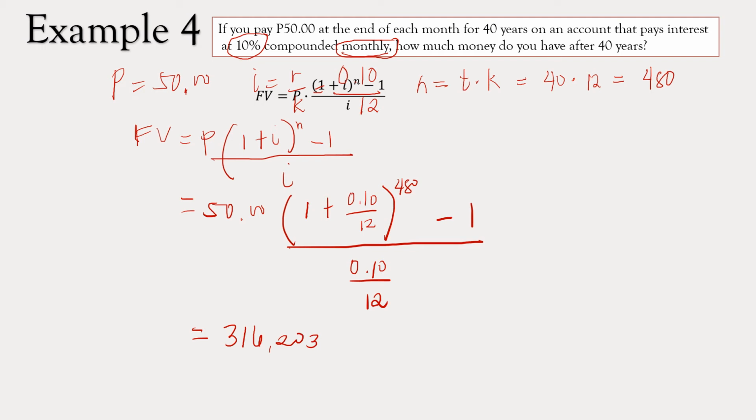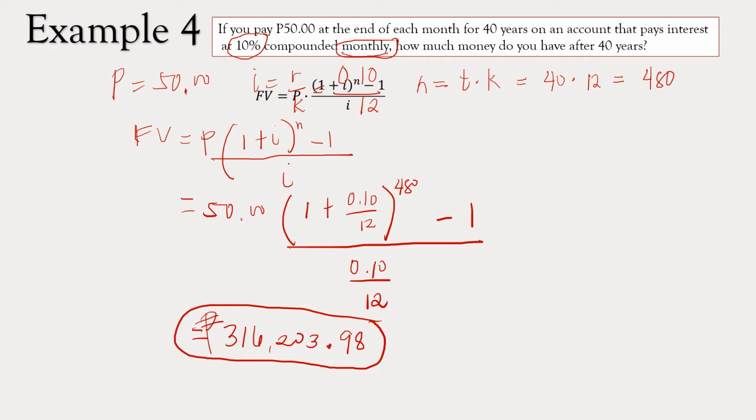316,203 pesos. Let's round up. Ang nakalagay dito ay 979. We'll have 98. So, imagine 50 pesos at the end of each month for 40 years, you have 316,203 pesos and 98 centavos.